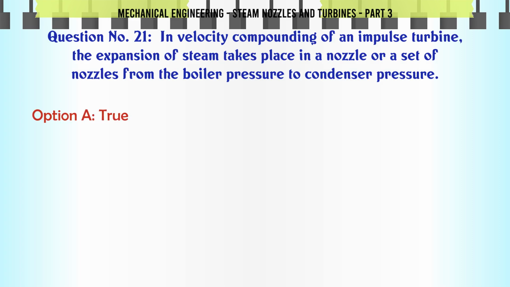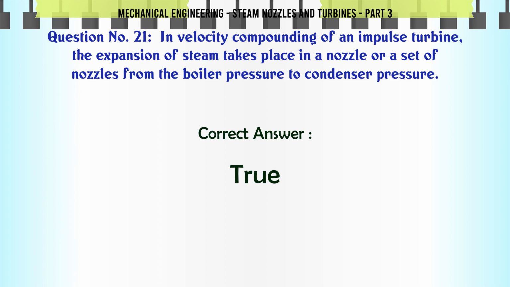In velocity compounding of an impulse turbine, the expansion of steam takes place in a nozzle or a set of nozzles from the boiler pressure to condenser pressure. A. True. B. False. The correct answer is true.